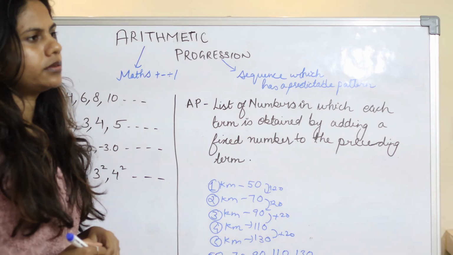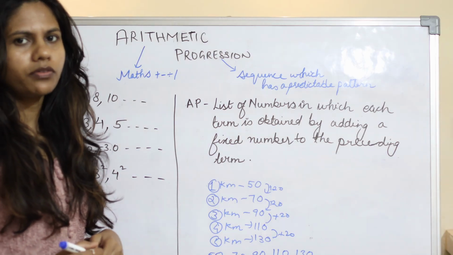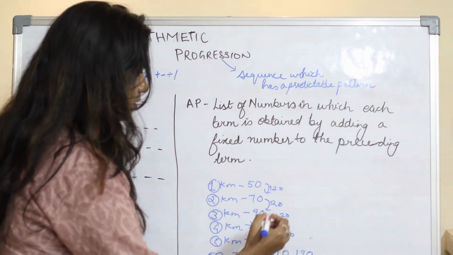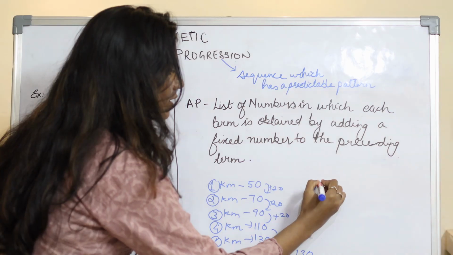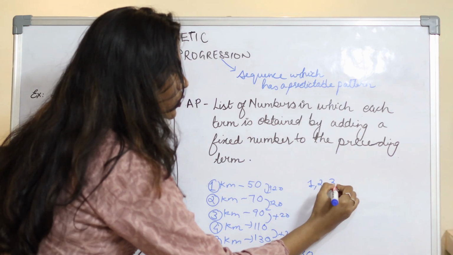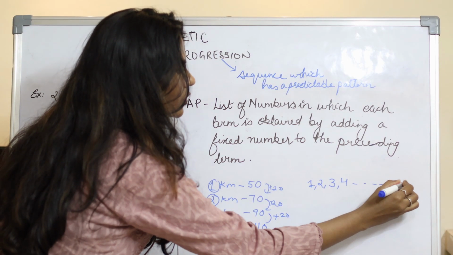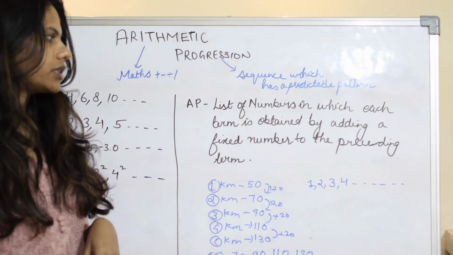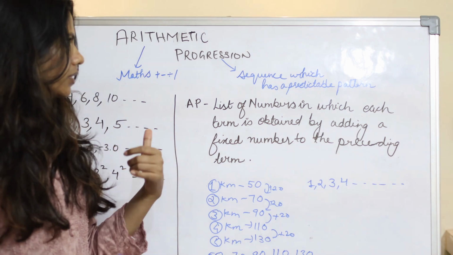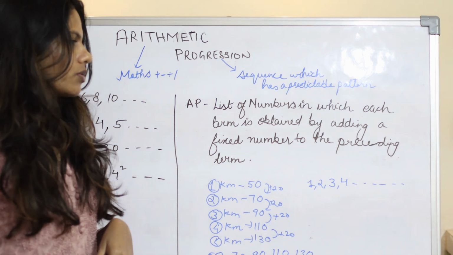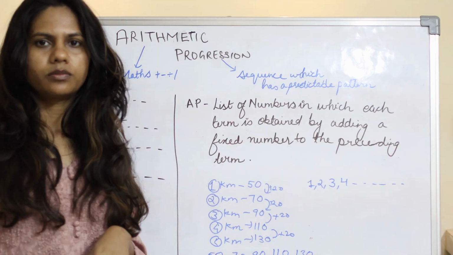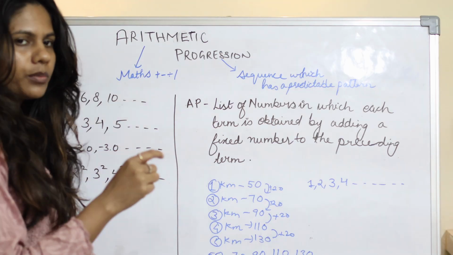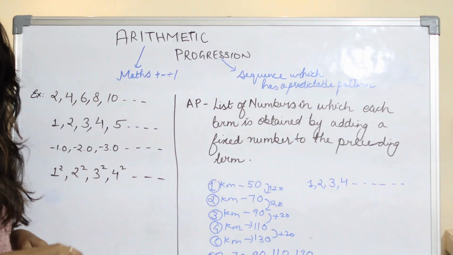Now let's take one more example. Let's take the natural numbers. They start from 1, and they increase by 1: 1, 2, 3, 4, and so on. Now that you understand the purpose of learning them, let's understand one more thing, which is a term. What is a term? Each number in the sequence is called a term.